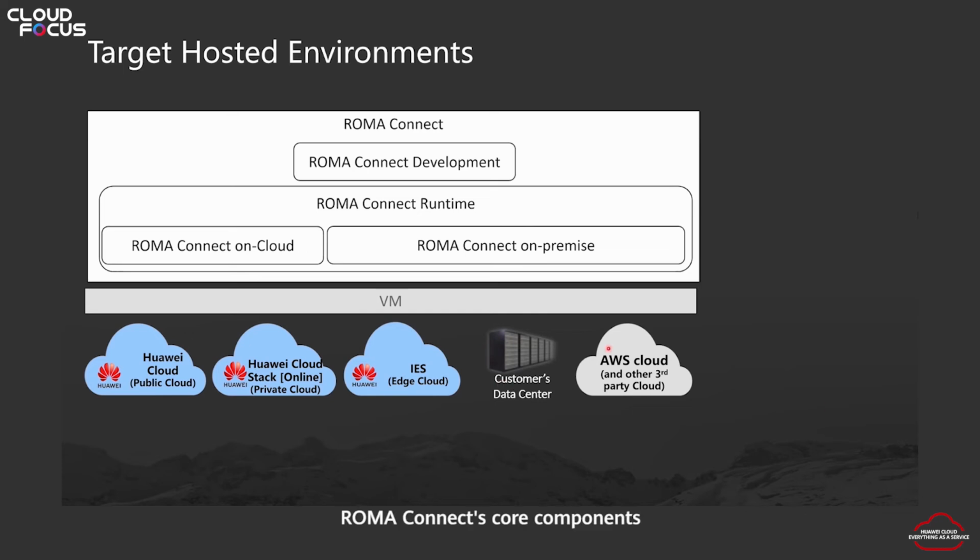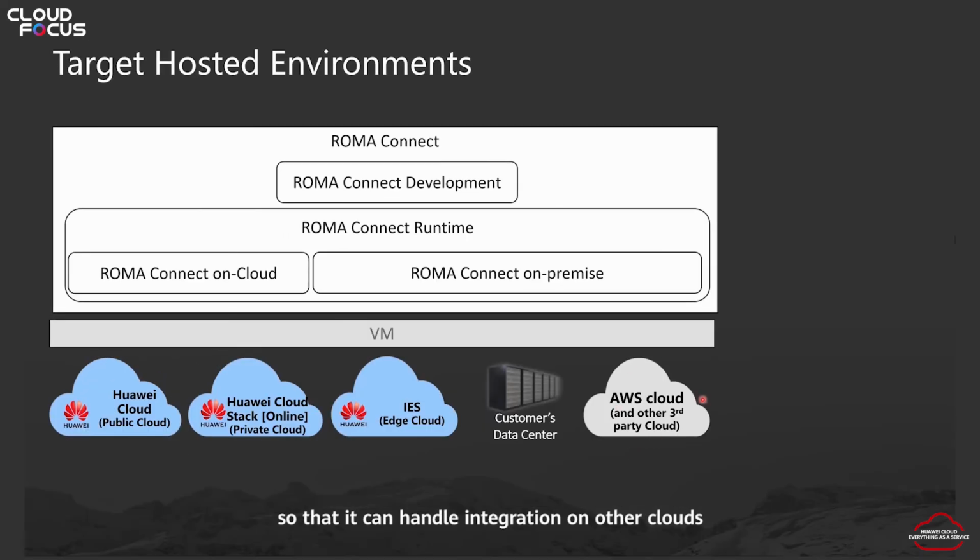ROMA Connect core components such as FDI, NQS, APIS, APIC, and their runtimes can also be deployed in AWS and other third-party clouds so that it can handle integrations on other clouds.